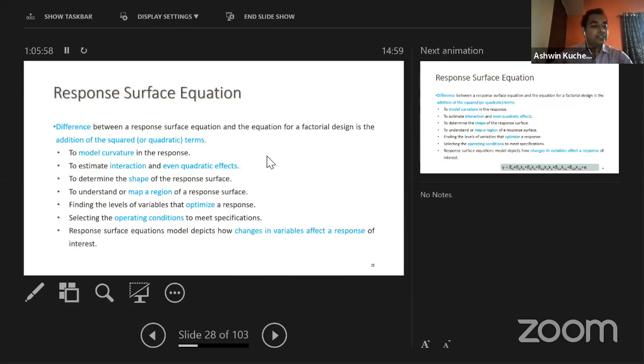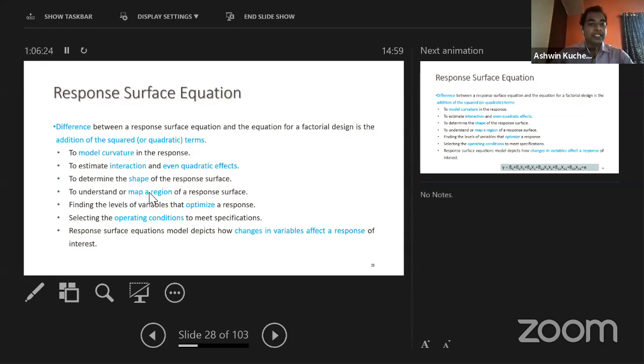After you get this contour plot and the 3D response plot, you get the equation. But this equation is different from the equation for the factorial design in terms of the addition of the squared terms. This equation is used to model the curvature, because if this square term is there, it will be a second order model, and then it will be a curvature term. To estimate the interaction and even the quadratic effect, this equation is used to determine the shape.